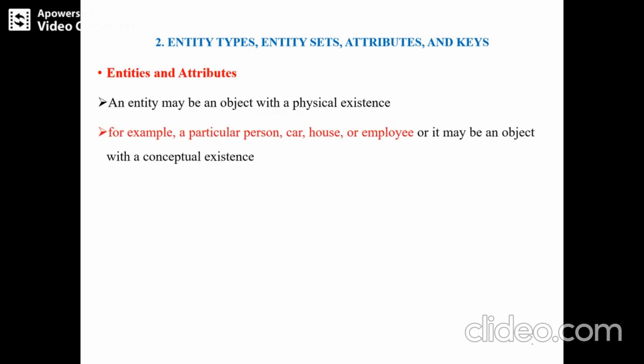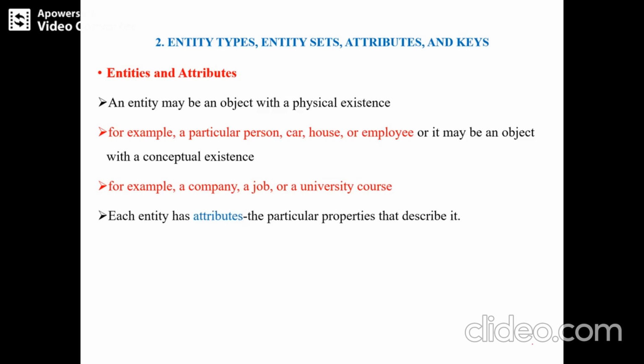To repeat, an entity may be an object with a physical existence, or a thing in the real world with an independent existence, or it can also be a conceptual existence. Examples of an entity are a person, car, house or employee, or an object with a conceptual existence, for example a company, a job or a university course. These are all examples of an entity.